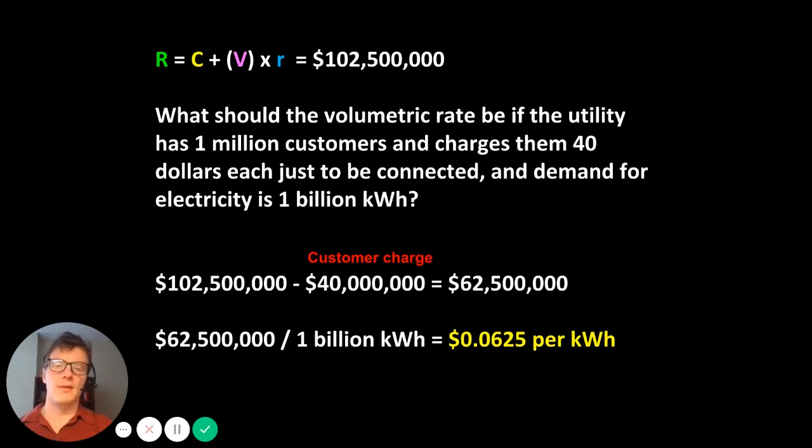So we can subtract that from their target revenues, 102,500,000, and that leaves us with an obligation of trying to meet $62,500,000 through the volumetric sale of electricity. And so we can divide that target revenue amount, 62,500,000, by 1 billion kilowatt hours, which is what we think electricity demand is going to be, and we get a volumetric rate of 6.25 cents per kilowatt hour.